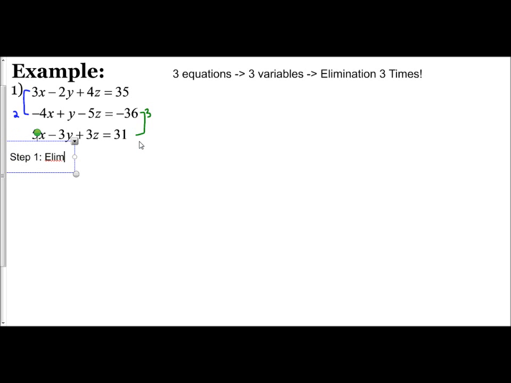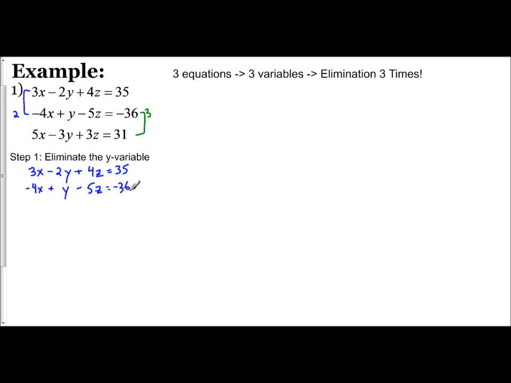Step 1, eliminate the y variable. And we're going to do it color coding. So we're going to follow our thought process. The top equation we're not changing. It stays the same. So I have 3x minus 2y plus 4z equals 35. Now the bottom equation of negative 4x plus y minus 5z equals negative 36 is going to change.